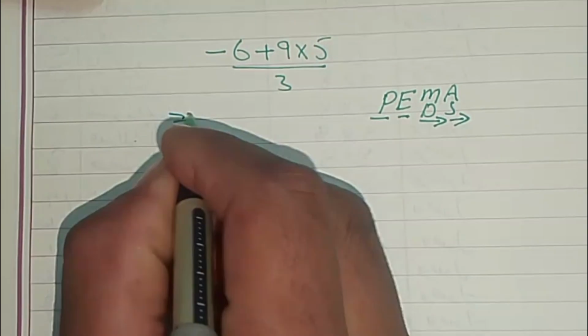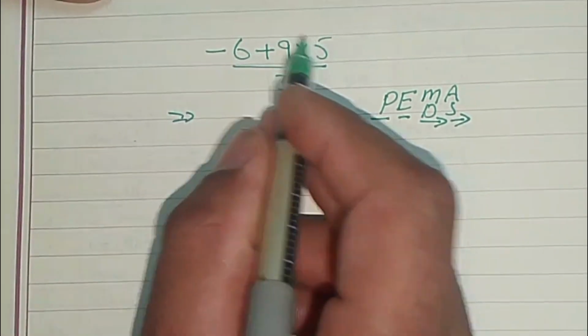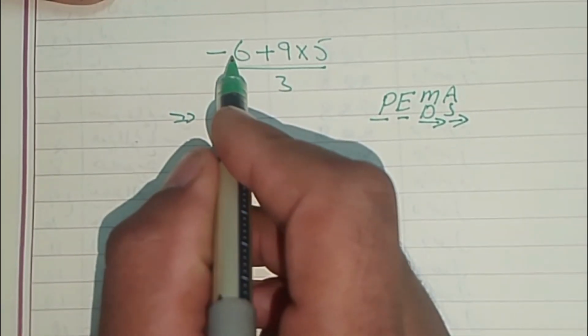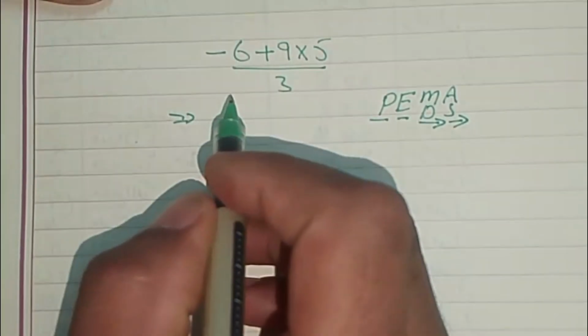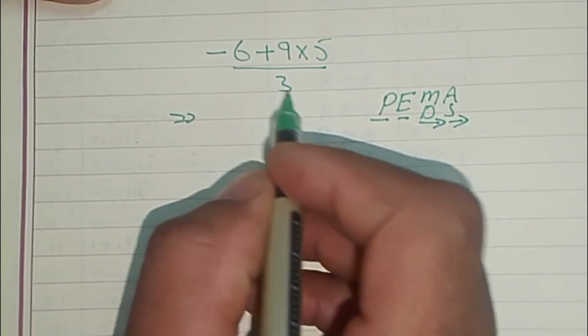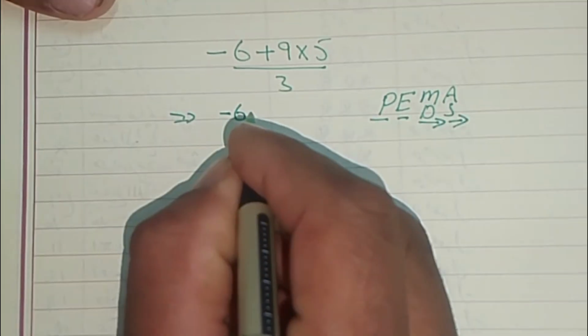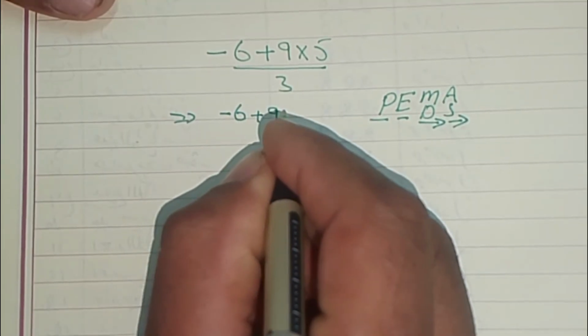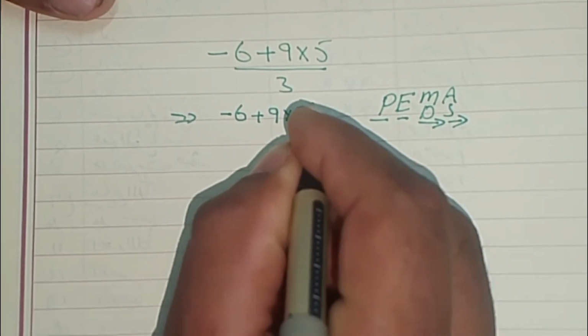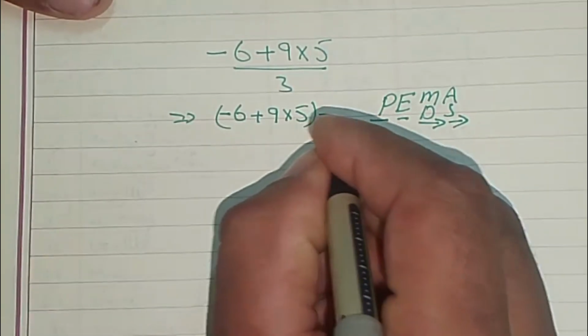Now we solve this equation. So first we solve the numerator. The numerator is minus 6 plus 9 multiplied by 5, and the denominator is 3.